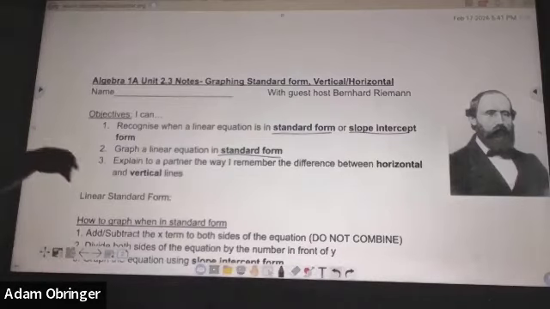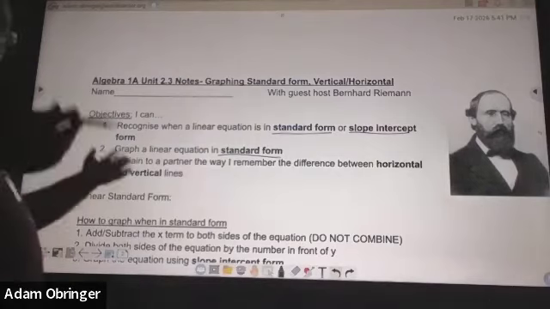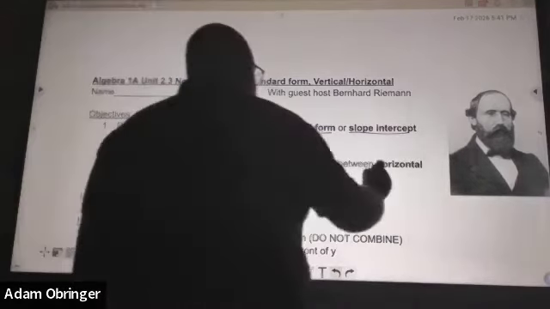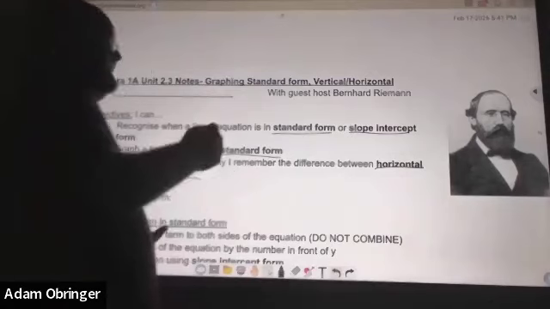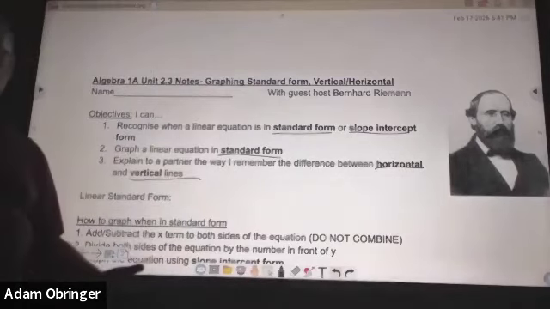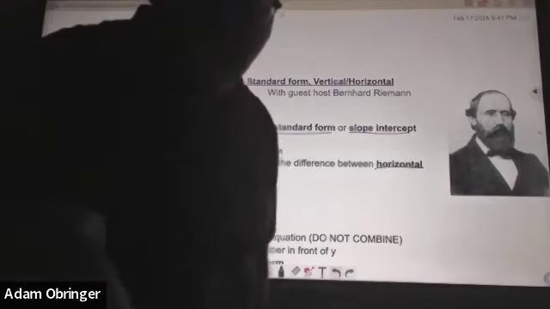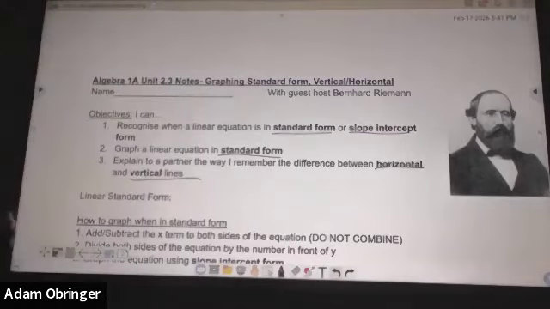And then explain to a partner the way that you can remember the difference in when we are working with horizontal and vertical lines. We're going to have two of them. How do you know when to use each? So it's kind of like the goal of this lesson, putting it together.